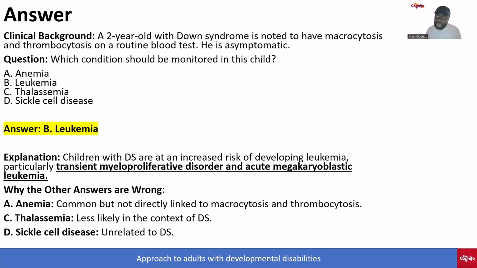And what kind of leukemia are you concerned about? Like the transient myeloproliferative disorders and acute megakaryoblastic leukemia as well. Okay, ALL is also common. So anemia is common, but not directly linked to macrocytosis and thrombocytosis, right? And then thalassemia is less likely in the context of Down syndrome. And sickle cell is unrelated to Down syndrome.